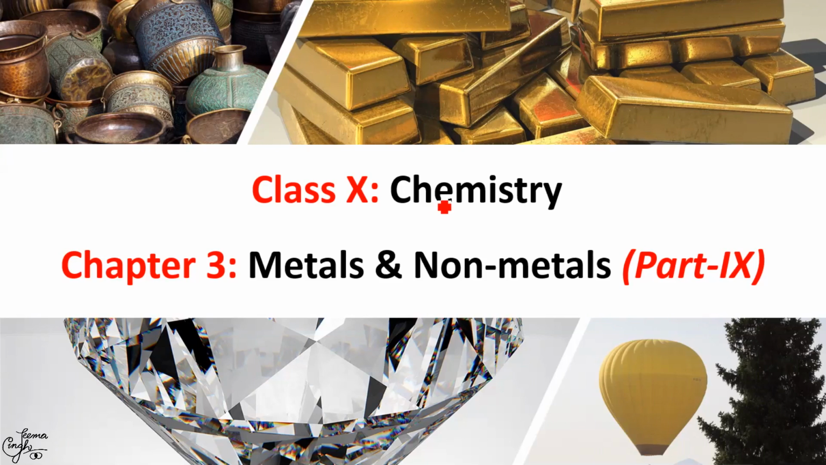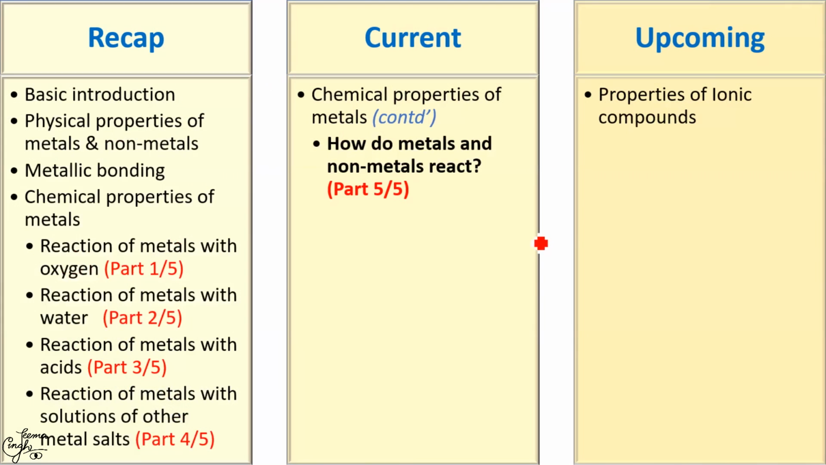Let us now continue with part 9 of chapter 3, Metals and Nonmetals. In today's video, we will learn how metals react with nonmetals to form ionic compounds. Here is a list of topics that I've already covered in my previous videos. You can find the links to these topics in the description box below.